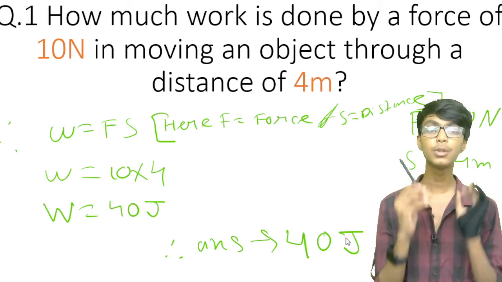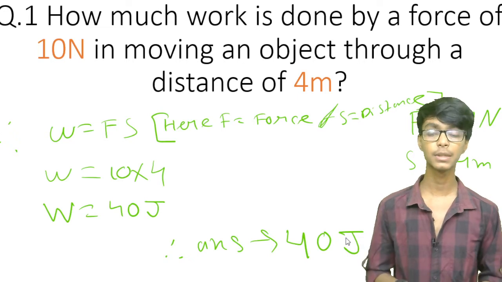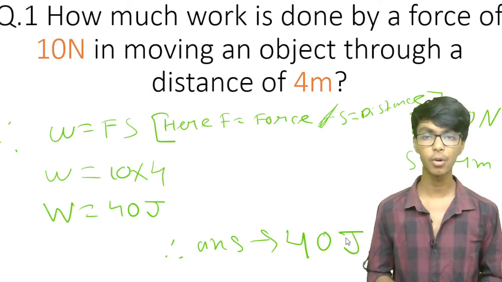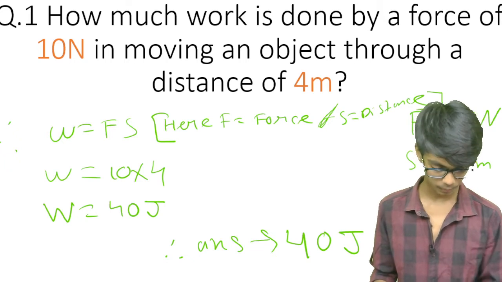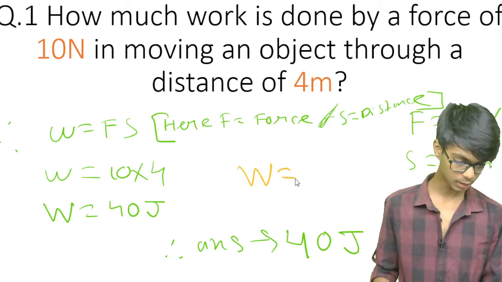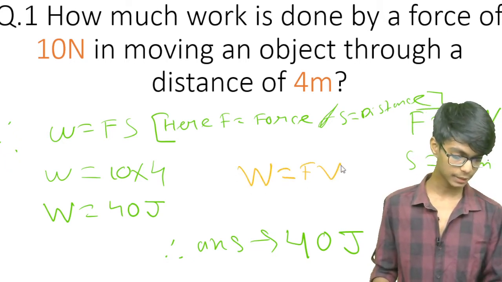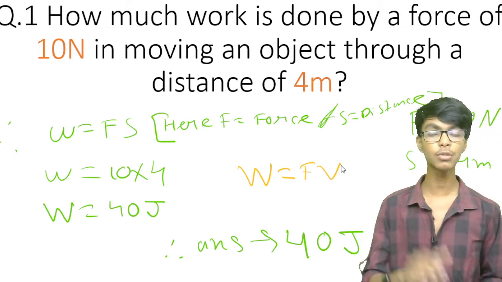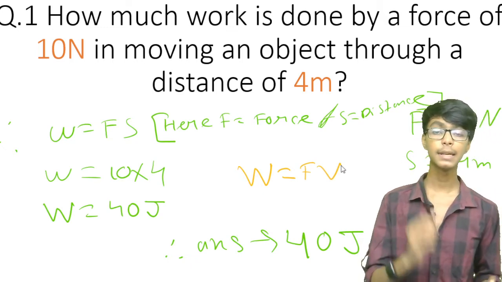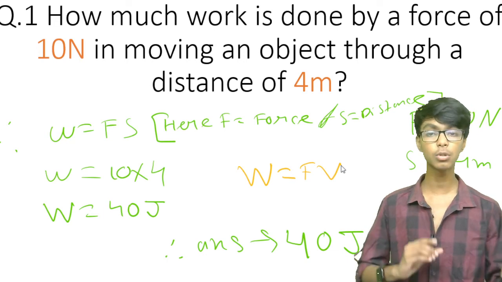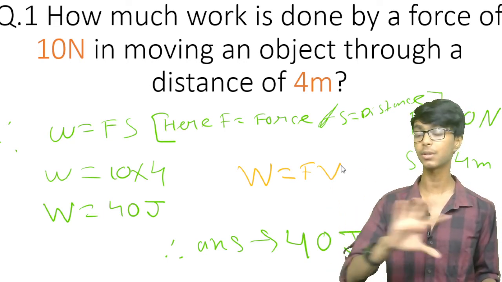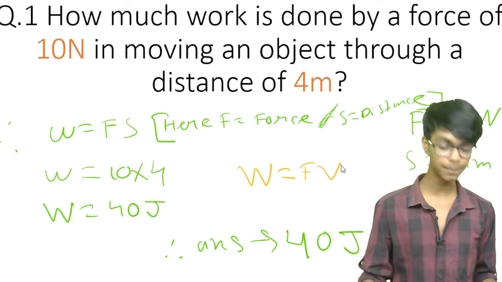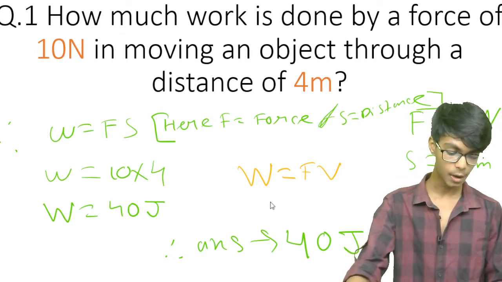We have to use the formula in appropriate position. There is another formula in our work chapter, that is W equal to Fv. That means there is no distance given to you, there is force given to you, but there is one thing given, that is velocity. Don't jump into the method of initial velocity, final velocity by time, and finding acceleration. Don't. Just do it simply, this formula is there.